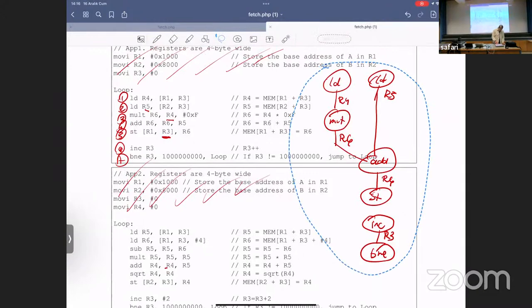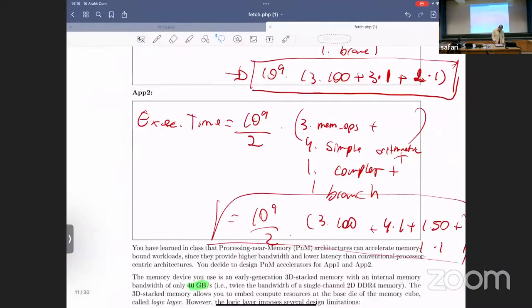And now you're going to design the accelerator for this data flow graph.